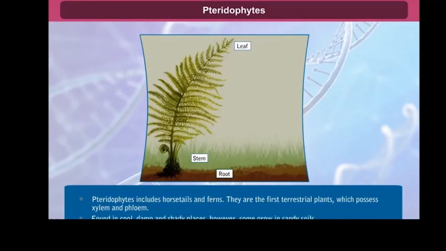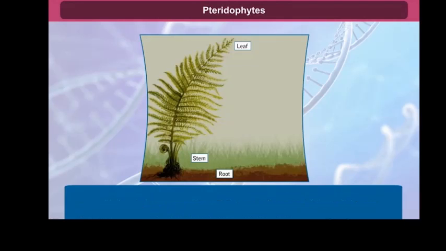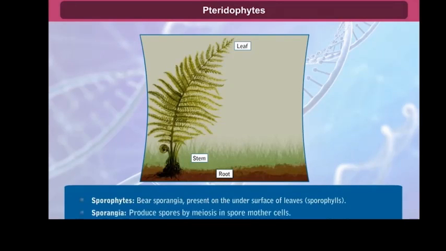Main plant body is sporophyte, which is differentiated into true stem, leaves and roots. Sporophytes bear sporangia, present on the undersurface of leaves, sporophylls. Sporangia produce spores by meiosis in spore mother cells. Spores grow into free-living photosynthetic thalloid gametophytes called prothallus.